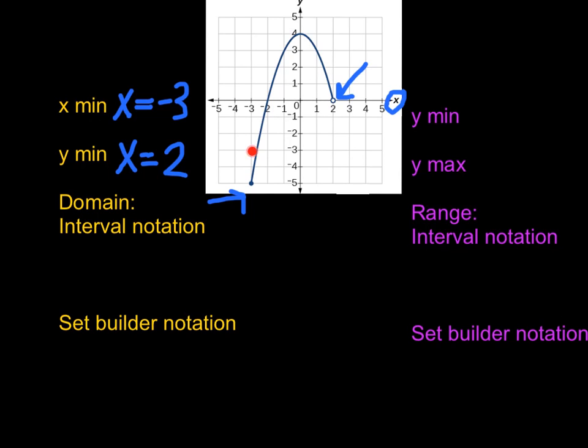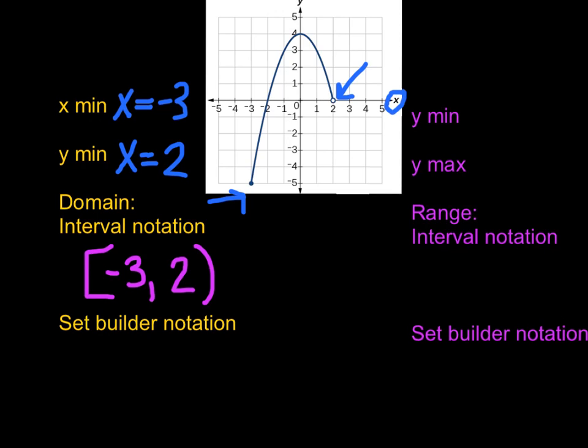So if I look at this x min, we said at -3, it's a closed circle, so that gets a bracket for a closed circle. And then I'll just put -3 in there, comma. I'll put my max number in there. And then you'll take note, if I look at this open circle, that gets a parenthesis. Okay, so maybe you need to make a side note in your notebook for yourself. A bracket is for a closed dot, and a parenthesis is for an open dot.